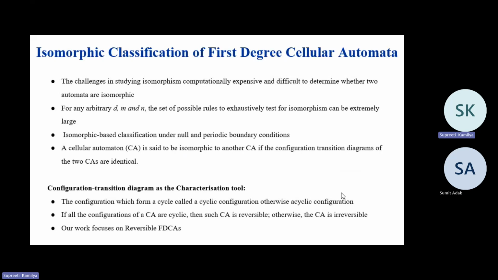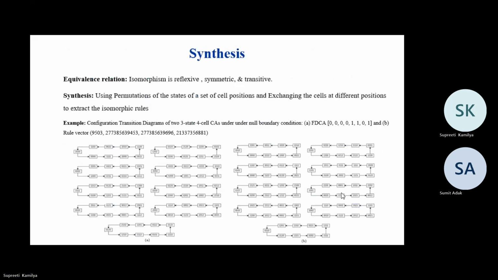To verify and study the isomorphism, we are taking the configuration transition diagram as a characterization tool. A configuration which forms a cycle is called a cyclic configuration, otherwise it is called an acyclic configuration. If all the configurations of a CA are cyclic, then it is a reversible system; otherwise, it is called an irreversible system. For our study, we are only considering the reversible system. Here we are going directly to the synthesis of this scheme, which holds the equivalence relation: reflexive, symmetric, and transitive. In this work, we are introducing two methods. First is the state map, and second is the state exchange method. We will see them in the next slides.